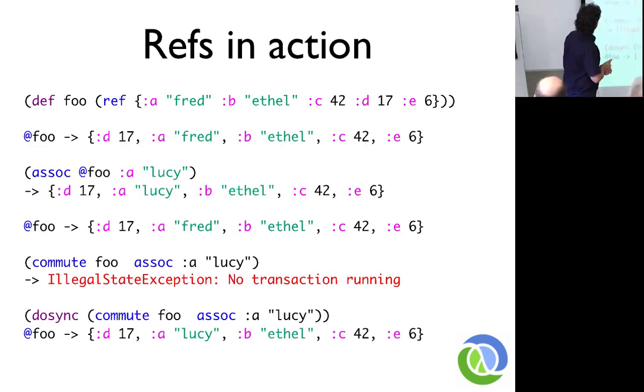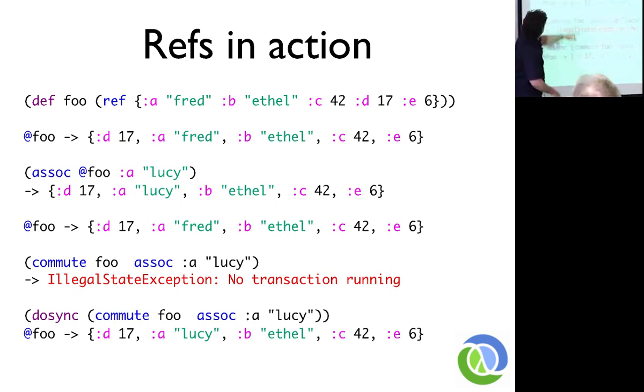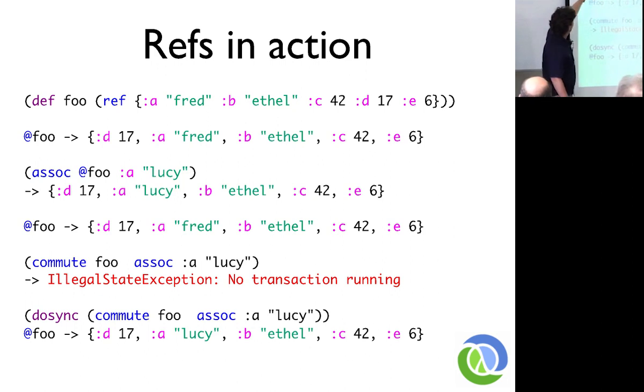So this is what it looks like to use it. We'll define foo to be now a reference to this map. Okay? We can dereference foo. We see what's in there. We can grab the value of foo and make a new value. We haven't really changed foo. We're just playing with its value. Foo is unchanged.